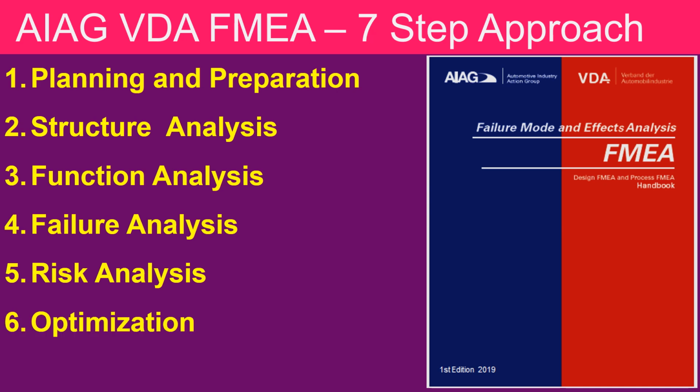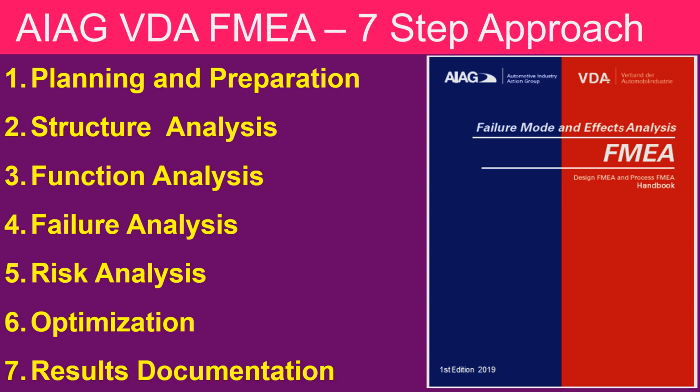The sixth step is process optimization. The purpose of this step is to determine the actions to mitigate the risk and assess the effectiveness of those actions. The seventh step is result documentation. The purpose of this step is to summarize and communicate the results of the FMEA in a report form within a company or between companies. It can also be used to submit the report to the management.